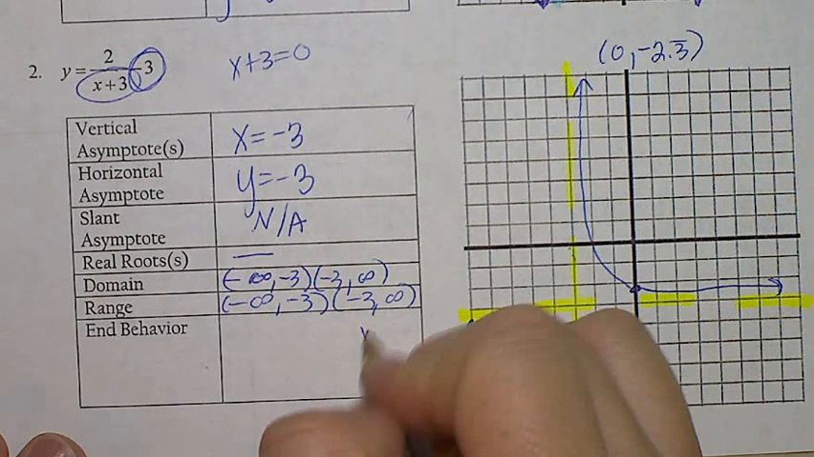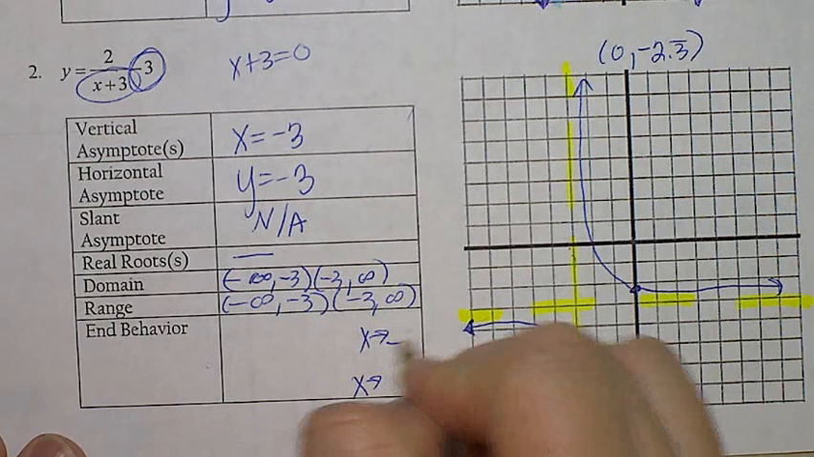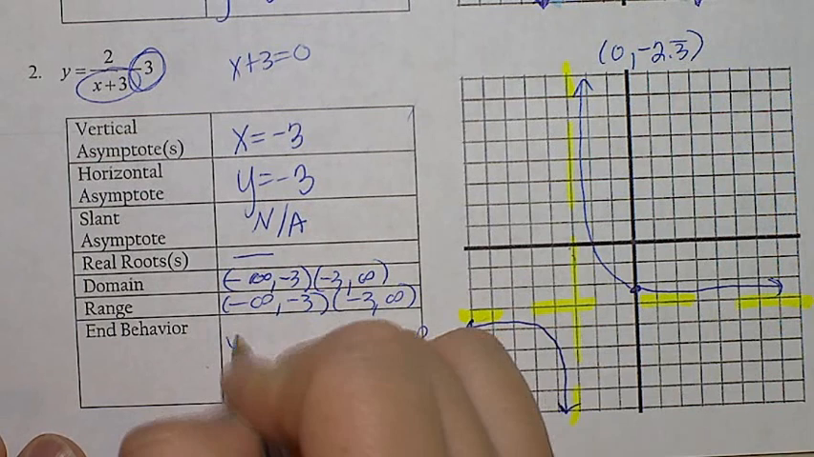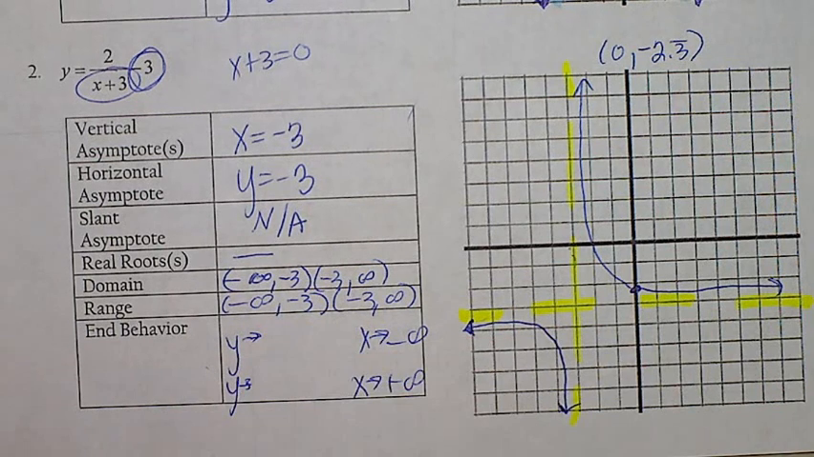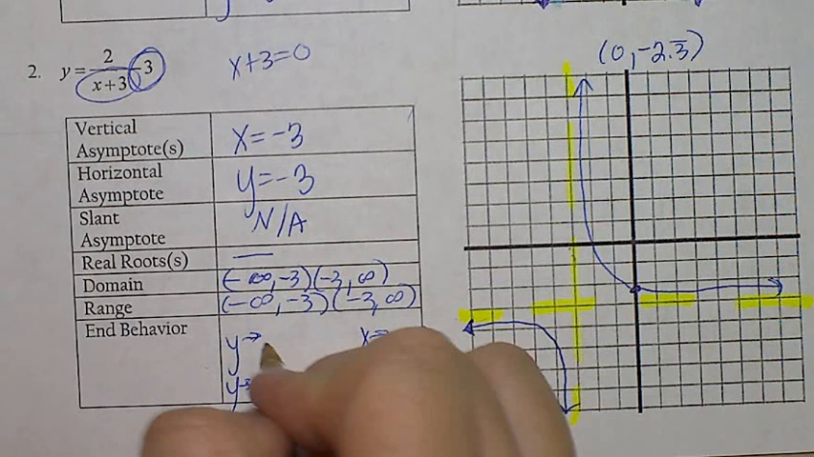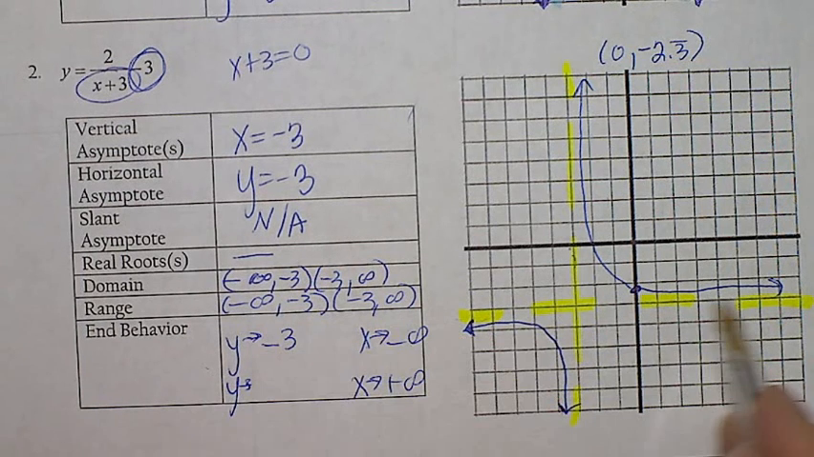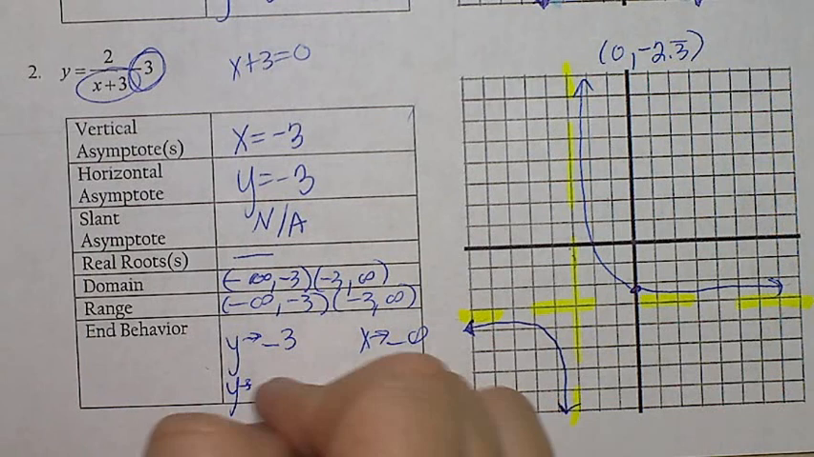End behavior. As we go to the left, it's getting closer and closer to a y value of -3. And as you go to the far right, it's getting closer and closer to a y value of -3.